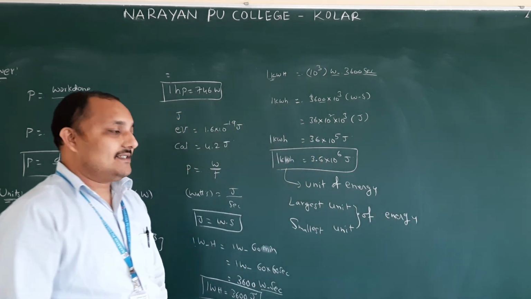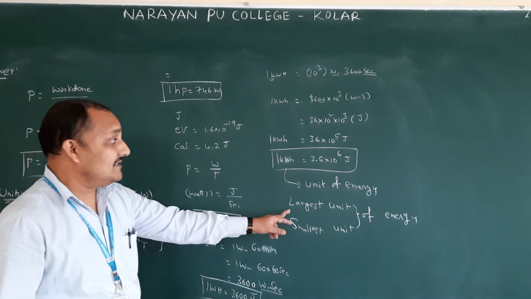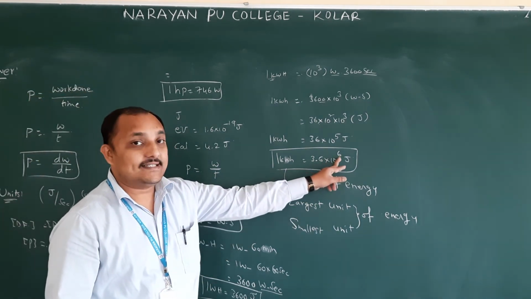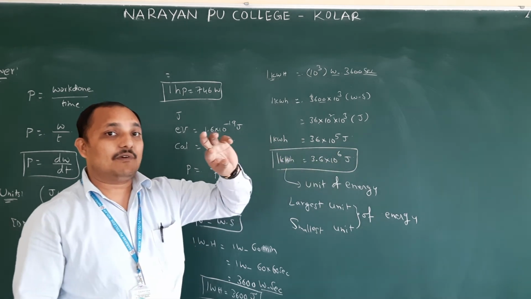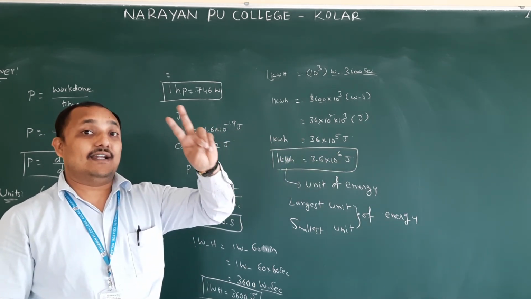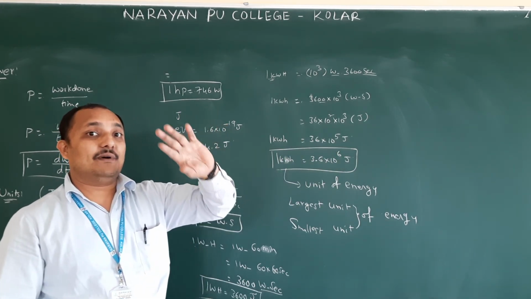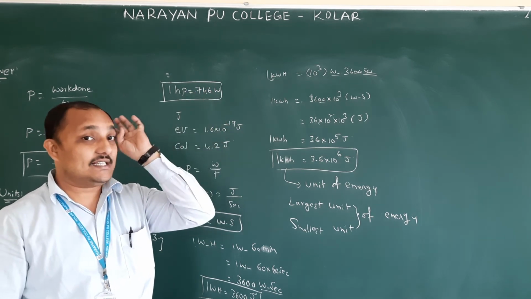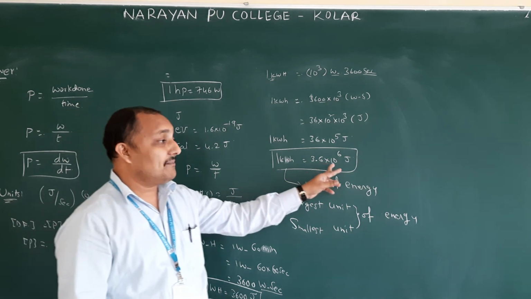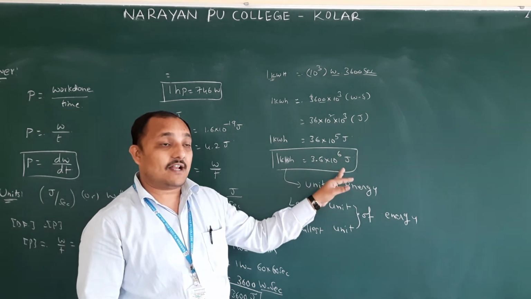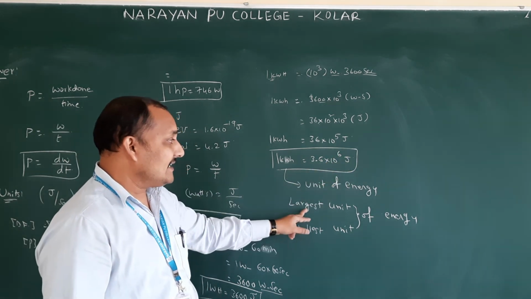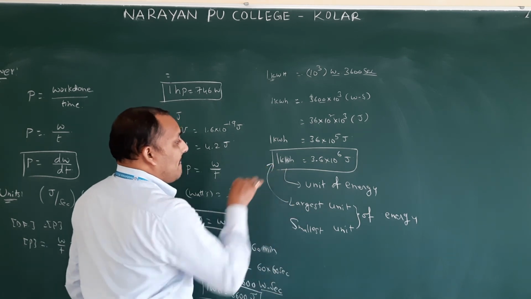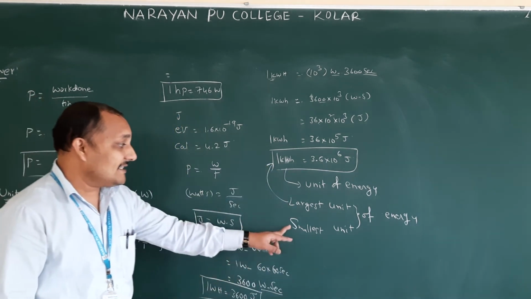So what is the largest and smallest unit of energy? Largest, see here, 10 power 6 positive value. 10 power 1 means 10, 10 square means 100, 10 cube means 1000, 10 power 4 means 10,000. So like that this number is going to increase. The 10 power 6 means this value is more. So therefore largest unit is kilowatt hour.